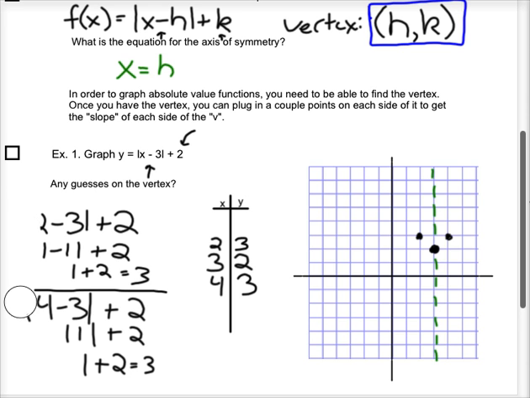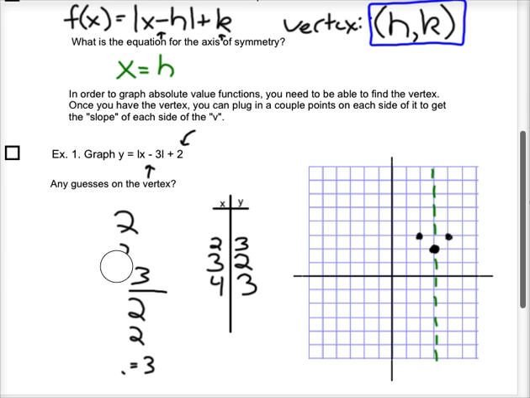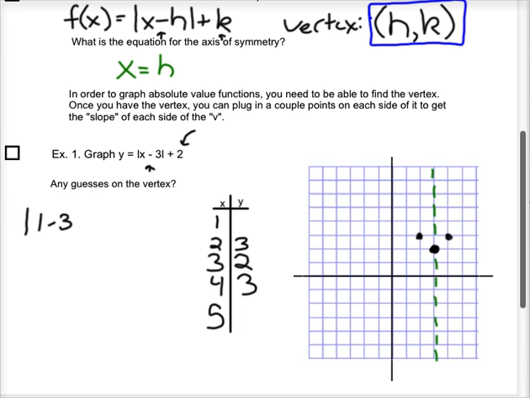If we go another point along here, let's try another one of these. I'm going to do 1 and 5. So I'm going to plug 1 in. 1 minus 3 plus 2. So we get the absolute value of -2 plus 2. Well, absolute value will make it positive. So 2 plus 2 will just equal 4.